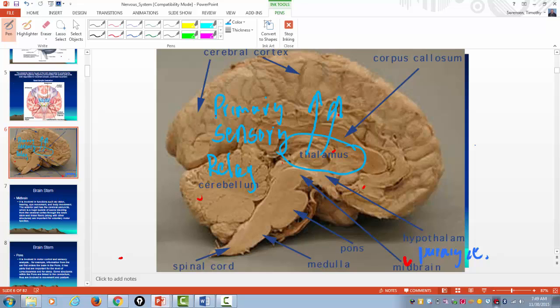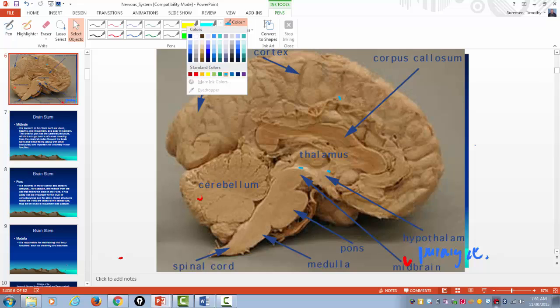The other thing that the thalamus does is it's involved, along with the reticular activating system, in waking up. So if you damage the thalamus, that can result in a permanent coma. So you don't want that. So that is the thalamus.